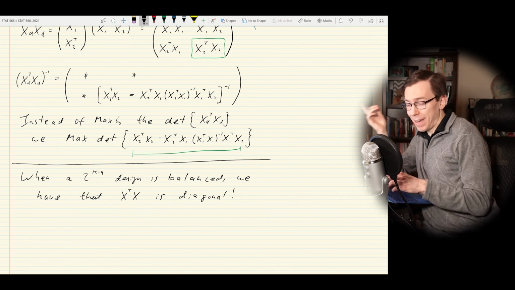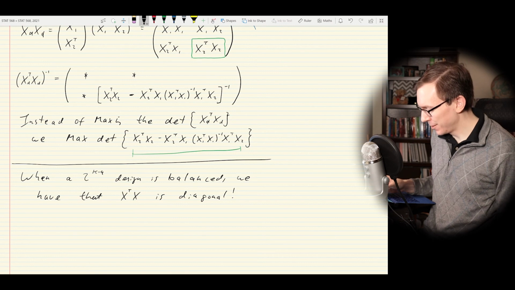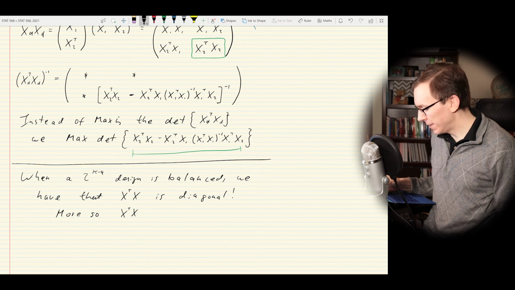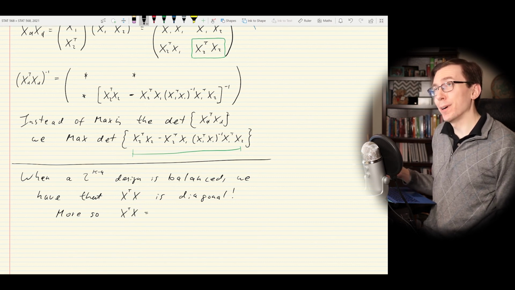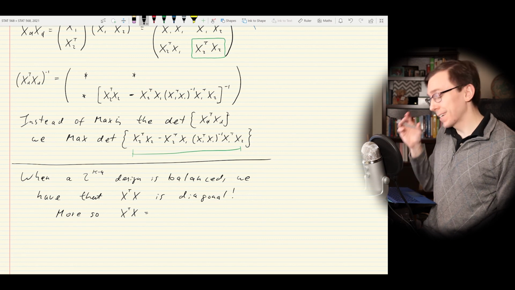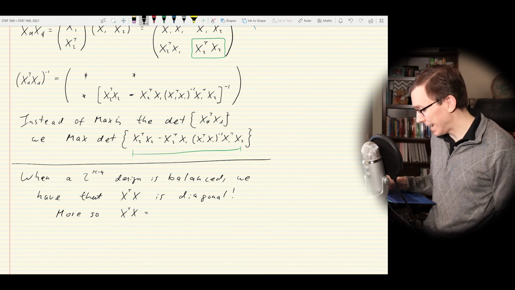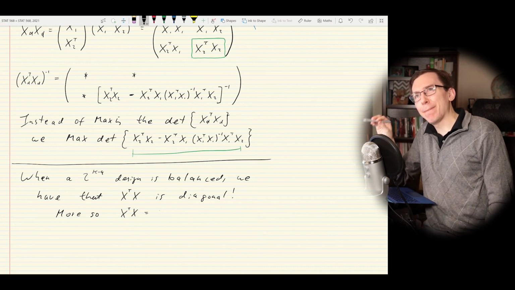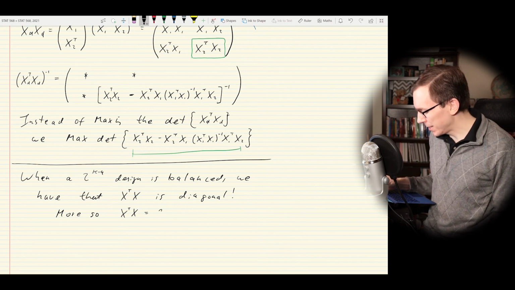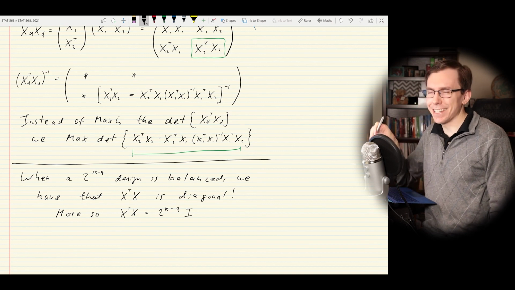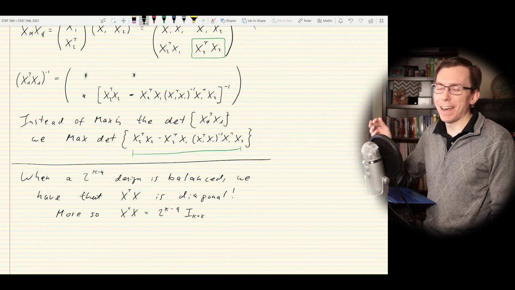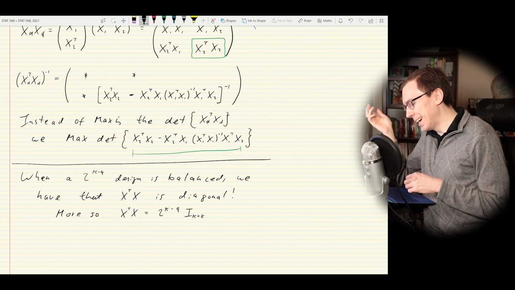That's pretty cool. And in fact, it's not just diagonal. Yeah, more so. X transpose X is actually equal to, well, what? It's going to be the sum of the column, I guess the number of columns. So it's going to be k. No, it's going to be a k by k matrix, 2 to the k minus q times the identity matrix. I here is the identity matrix, which is going to be k by k, not the identity element in my defining contrast subgroup. So hopefully that's not confusing.